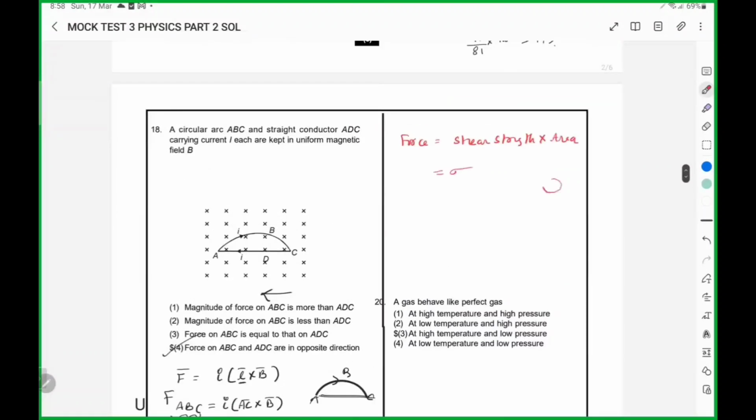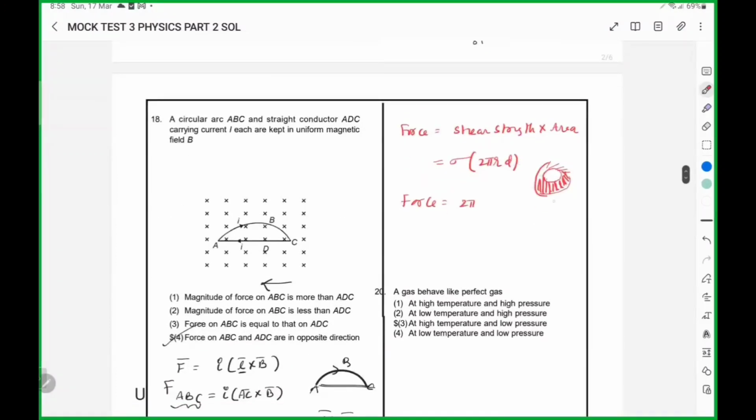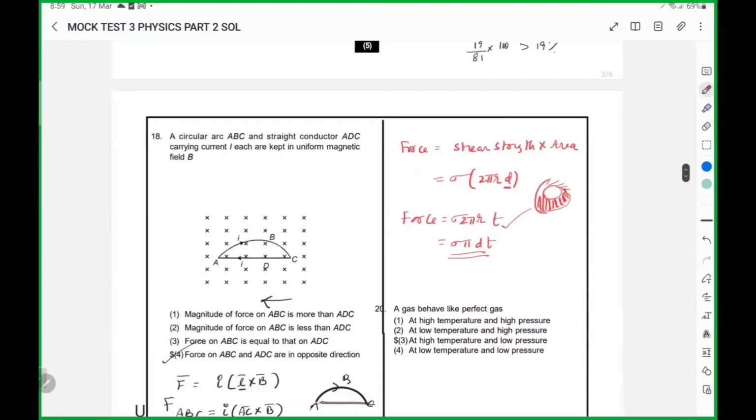Area means this force is acting on the boundaries, that is, the area will be this surface area, 2 pi r times the thickness t. So the force will finally be 2 pi r t sigma. Here d is nothing but the thickness. He gave the question in terms of diameter, so it is sigma pi d t, while the answer is given in terms of radius. So 2 pi r t sigma is the correct answer.